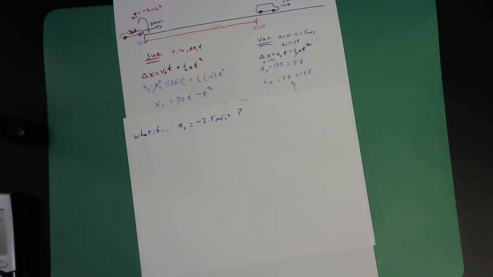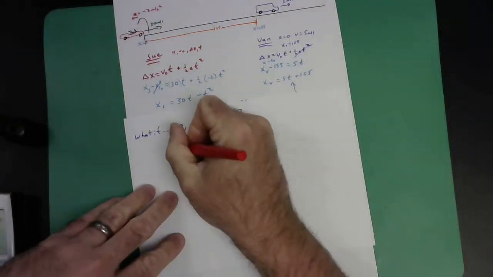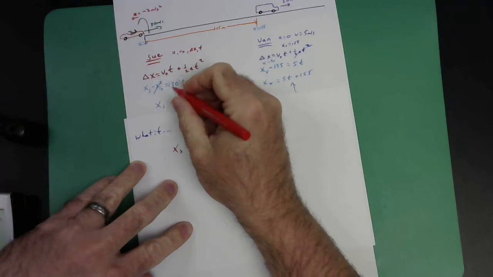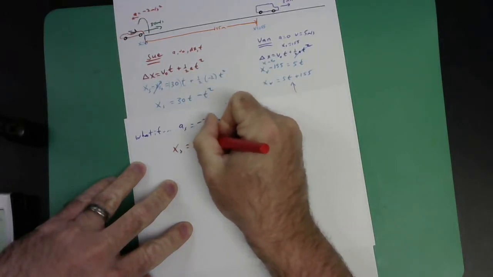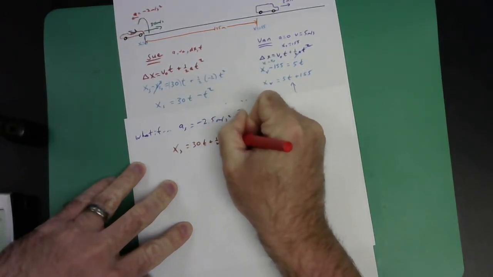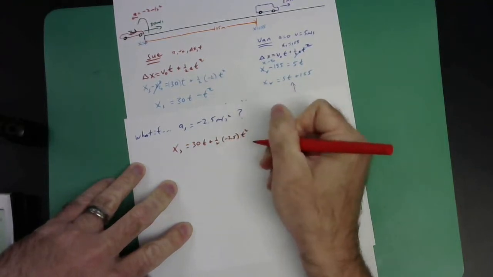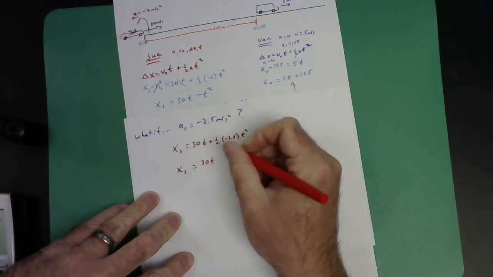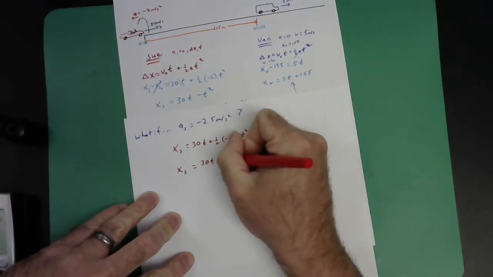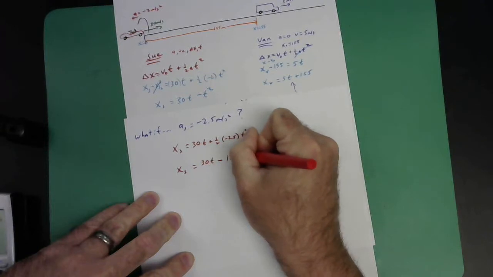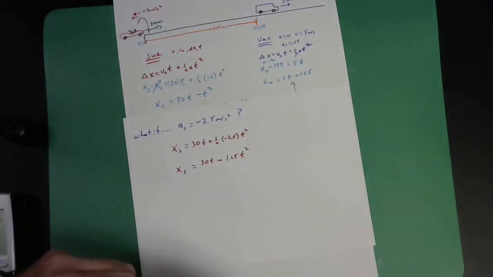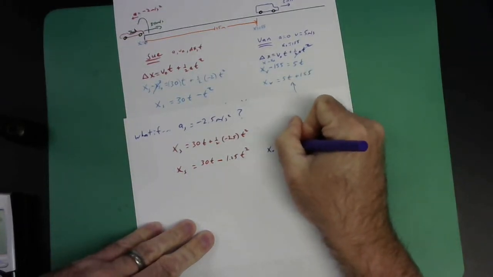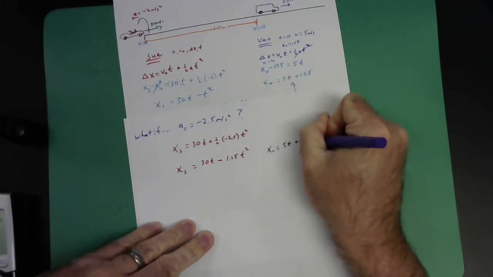So when I do this, the position equation for Sue will look very similar. It'll be 30t plus 1/2 times negative 2.5 t squared. And so the position equation for Sue will end up being 30t, what's a half of negative 2.5, minus 1.25 t squared. So that's Sue's equation. The van is going to stay the same. The position of the van will still be 5t plus 155. We're not changing anything about the van.